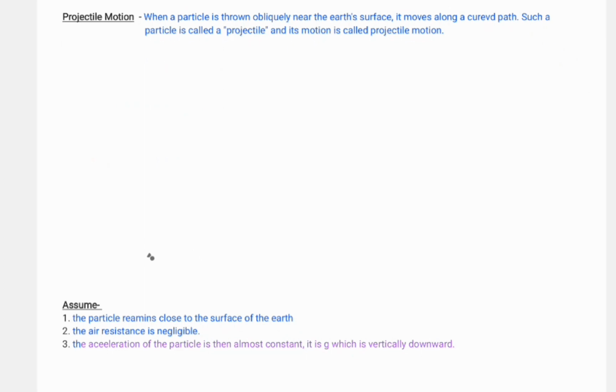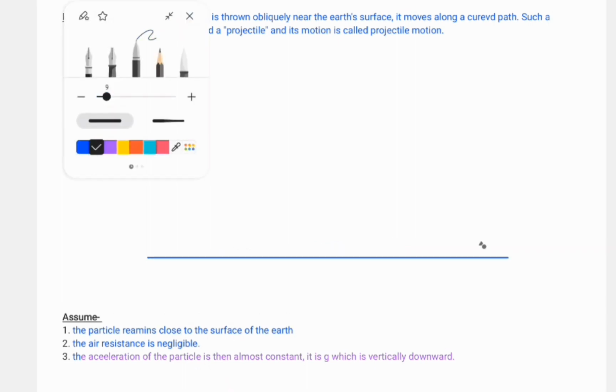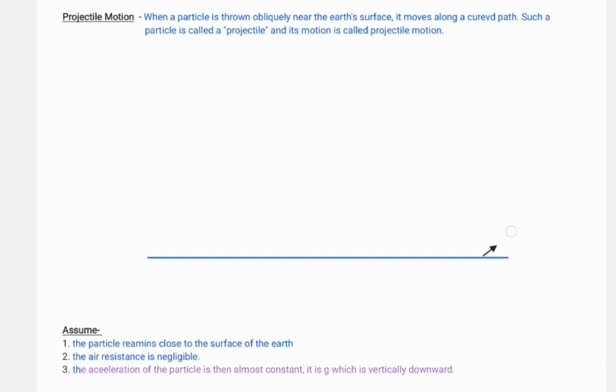To understand projectile motion, let us consider a flat surface. Let us consider this is the earth surface, and we have one point A on the flat surface. One person is standing at point A, and that person throws a particle at an angle of theta from the earth. Here at point A, the person has thrown a particle at an angle of theta from the ground. It is going to follow this path.